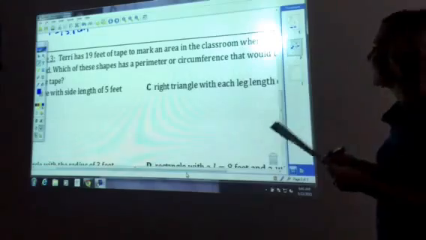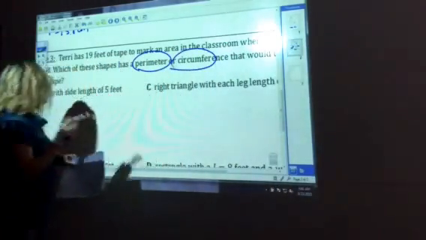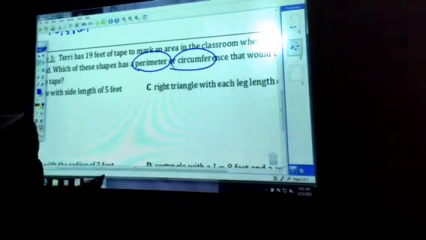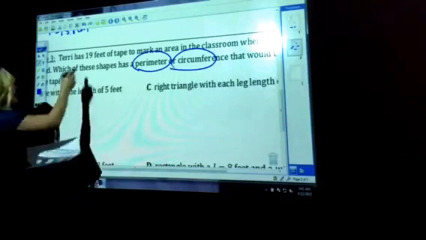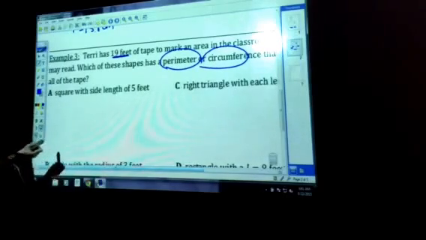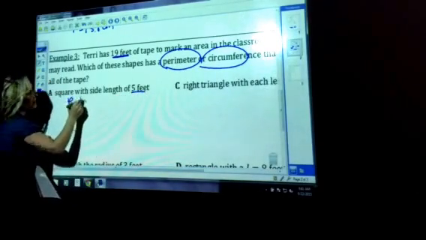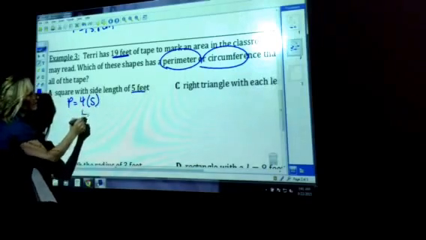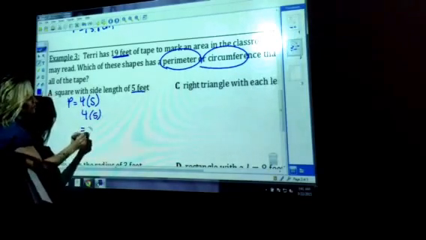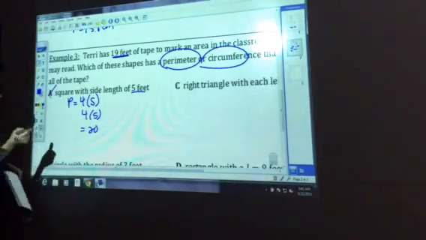Which of these shapes has a perimeter or circumference that would use most of the tape? Remember, she's got 19 feet, okay? So over here on this one, a square with a length of 5 feet. The perimeter of a square, remember, is 4 times s. So 4 times 5 would be 20. She only has 19 feet, so A could not be it, all right?